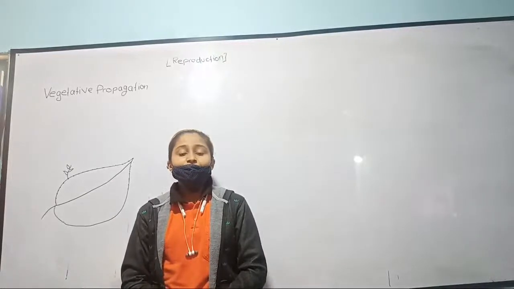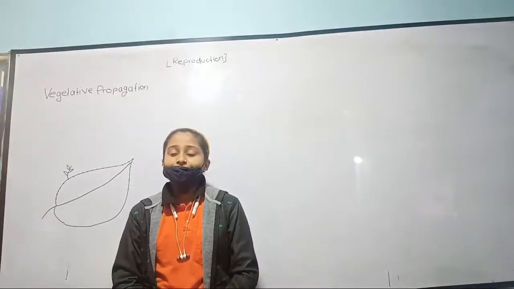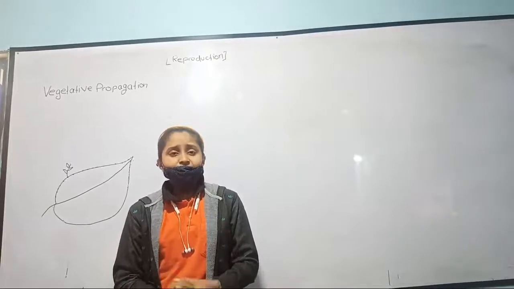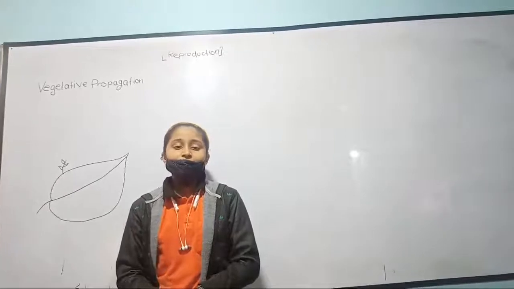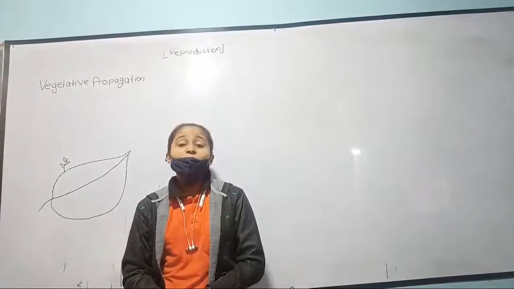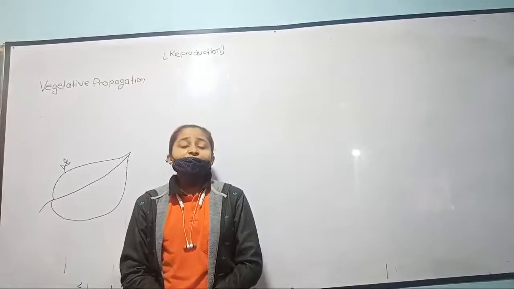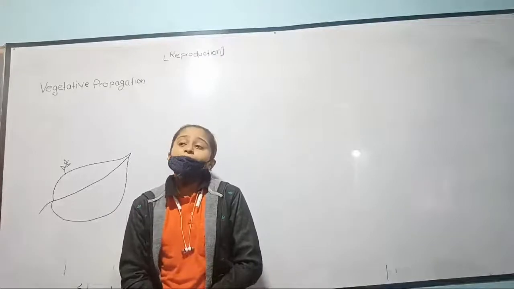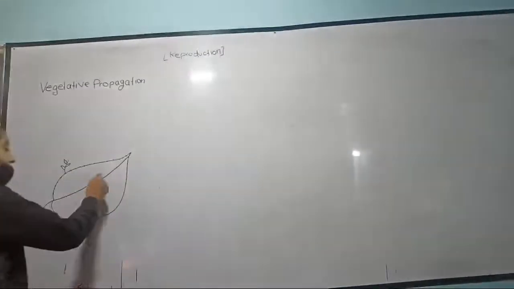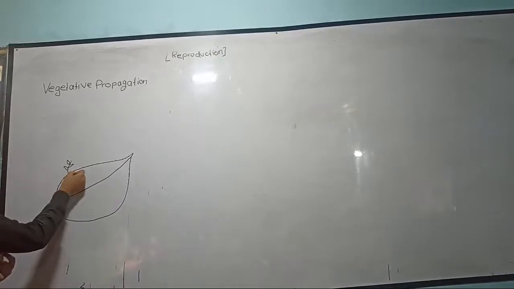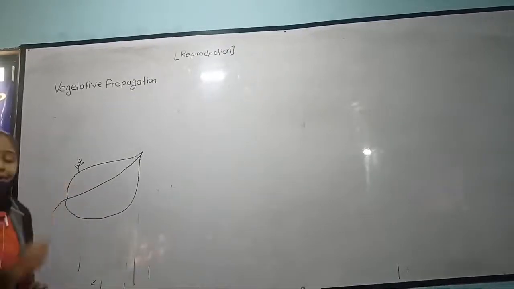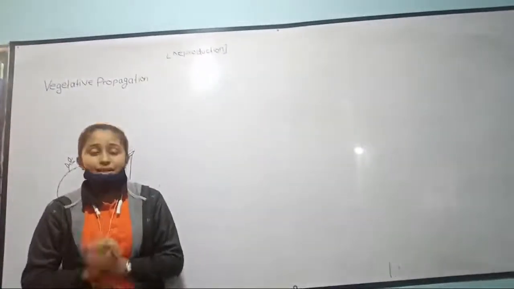It takes place via leaves, stem, and root. First is the leaves. So what happens? The adventitious bud starts to grow on the margin of the leaves, which further grow into plants, which is called vegetative propagation by leaves. We can take the example of bryophyllum. Here is the diagram of a bryophyllum leaf. These are the adventitious buds on the margin of the leaves, and they start growing. This is nothing but vegetative propagation by leaf.